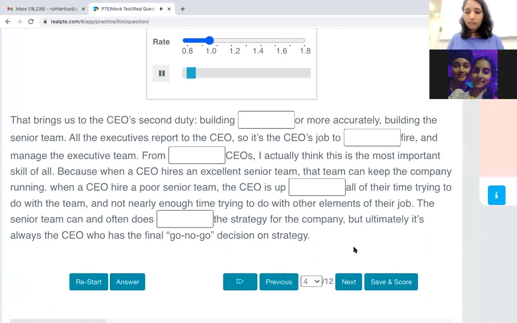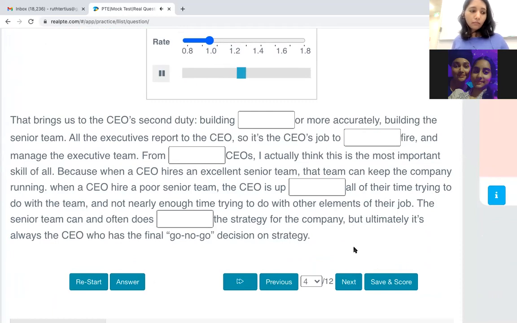CEO. That brings us to the CEO's second duty, building everyone, or more accurately, building the senior team. All the executives report to the CEO, so it's the CEO's job to hire, fire, and manage the executive team. From coaching CEOs, I actually think this is the most important skill of all.